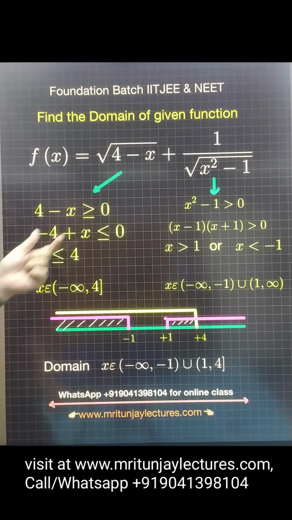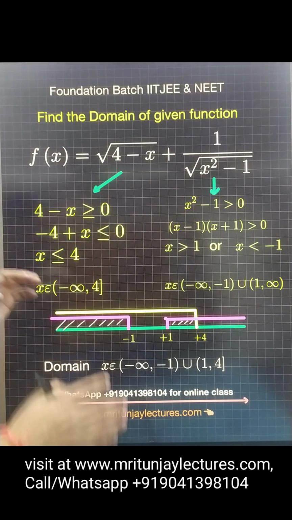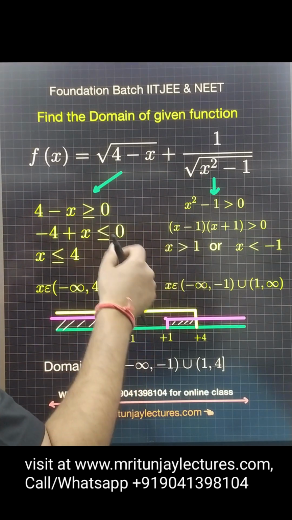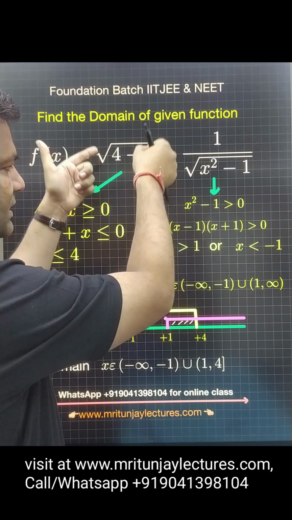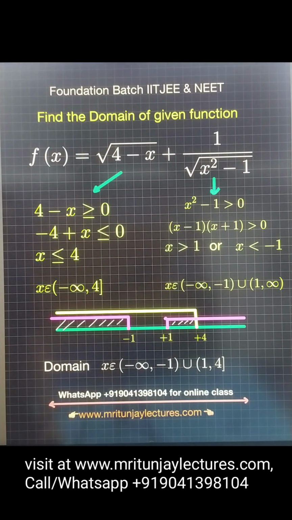So first we focus on one part, and after that the other. We need to find for which values of x this function and this function are both satisfied. So first we focus on that portion.